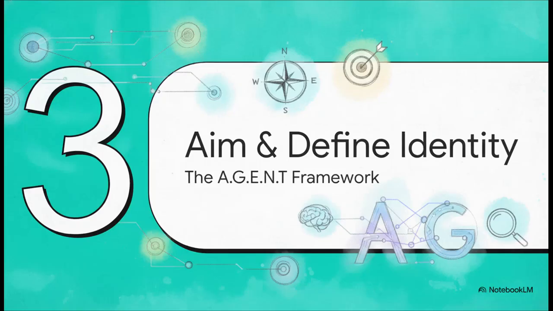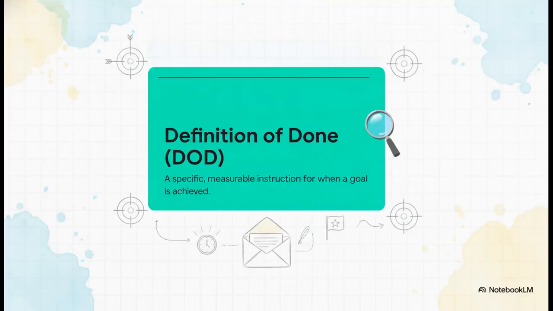Section 3, aim and define identity. This covers the first 2 letters of our framework. The A stands for aim. When aiming your agent, you absolutely must start with a definition of done, or DOD. For a beginner taking their very first step, this means you are literally typing this DOD out as your first prompt. You don't just vaguely say, hey, handle my emails.